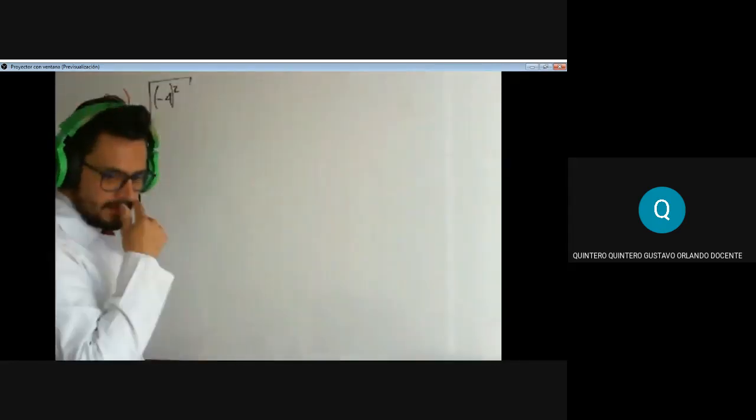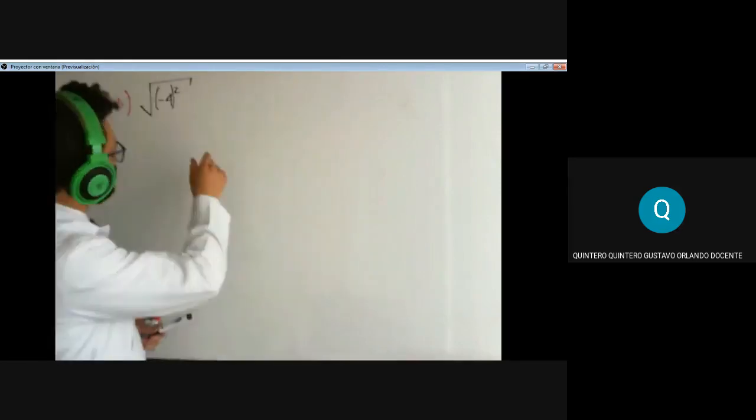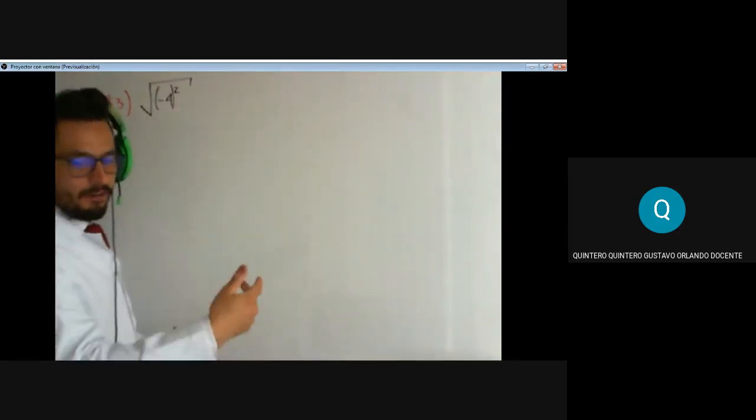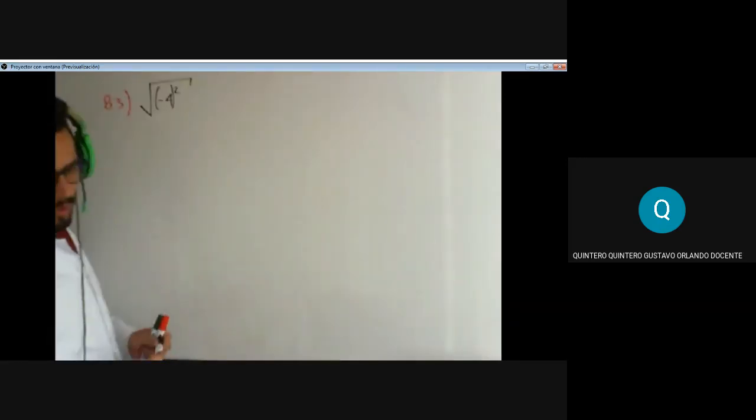There, all right. So how do we simplify this? Absolutely simple. We want to try to solve the -4 first, right? The -4 to the second power, and then do the square root.